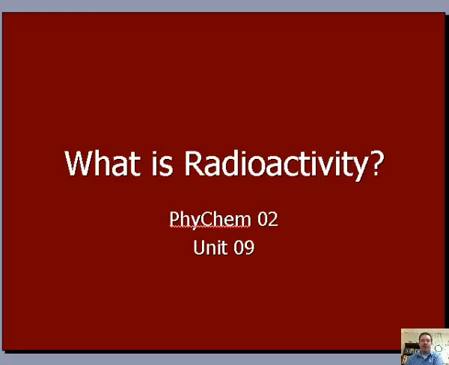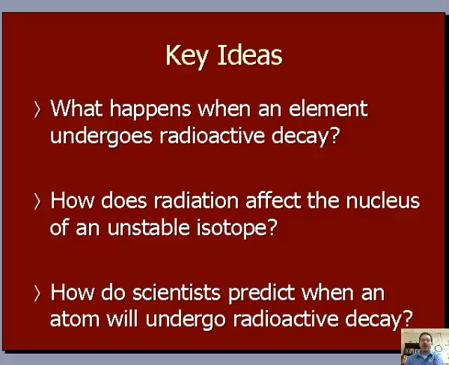Hi there. We're going to talk about radioactivity today. This is Phychem 2 of Unit 9. We have three key ideas that we're going to be looking at. What happens when an element undergoes radioactive decay? How does radiation affect the nucleus of an unstable isotope? And how do scientists predict when an atom will undergo radioactive decay?